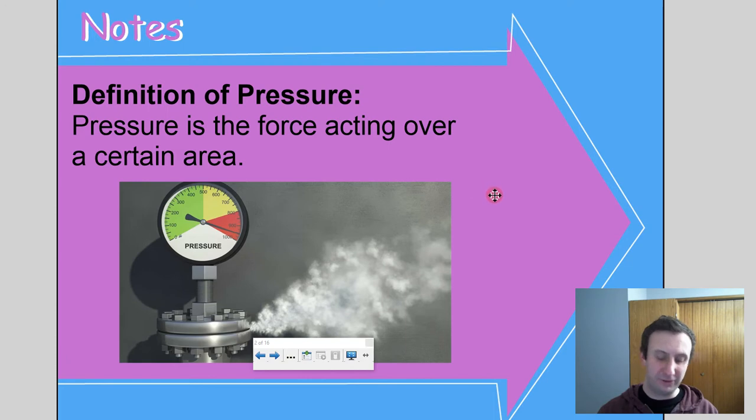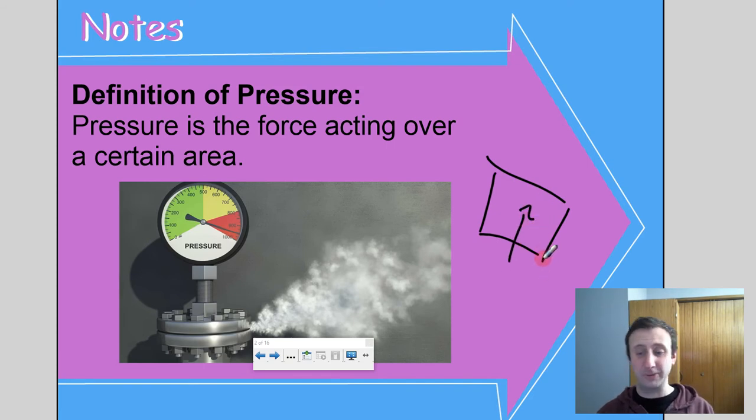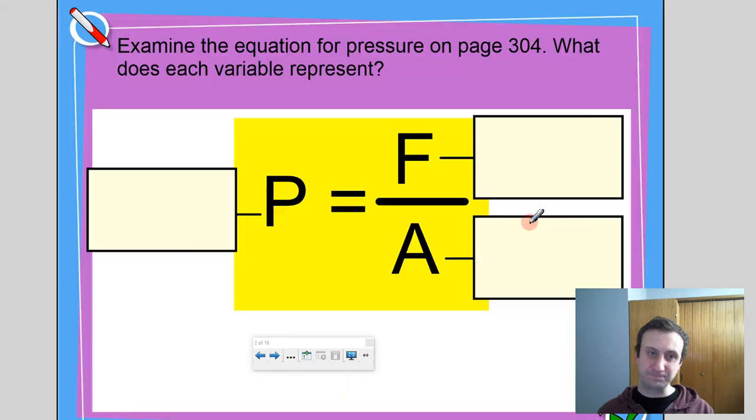So if I take a look at some kind of an area or a shape, it's the force that is acting on that area. So that's pushing on that area. Now, if I increase the area, well, then my pressure goes down. And if I increase the force, my pressure goes up. So the idea is that it's force per area that the force is acting on.